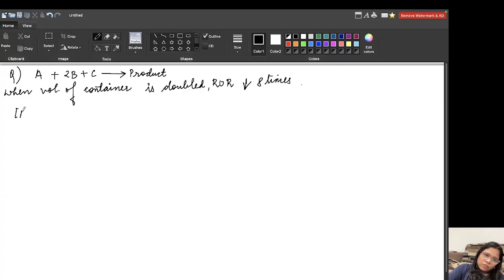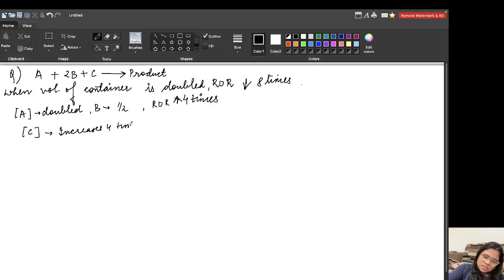And what are they telling? When A is doubled and B is halved, ROR increases 4 times. When C is increased 4 times alone, the ROR increases 64 times. ROR is increasing 64 times. Same thing, you have to find the rate of the reaction and order of the reaction and all.